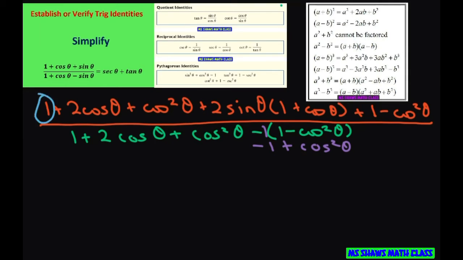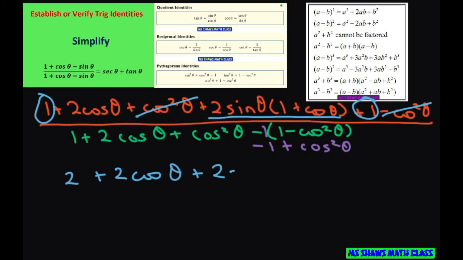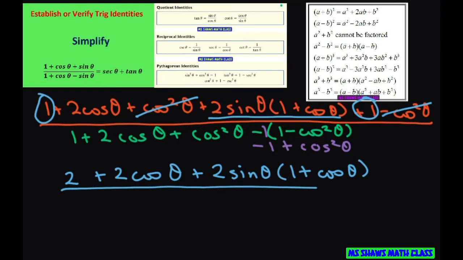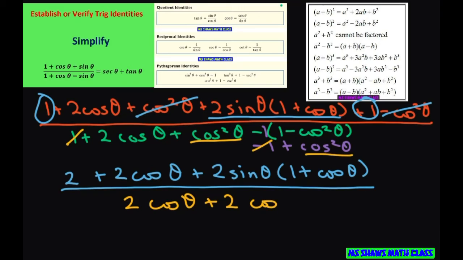We have 1 plus 1 is 2. And then these two cancel, which is what we wanted. So now we have 2 plus 2 cosine of theta plus this part, 2 sine of theta, 1 plus cosine of theta. And let's look in the denominator. The 1's cancel, and we have 2 of these. So we have 2 cosine of theta plus 2 cosine squared of theta.